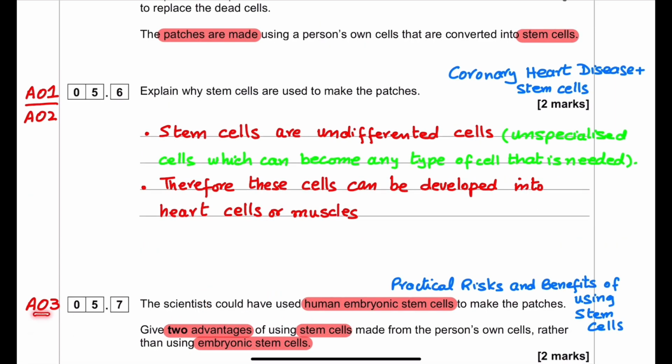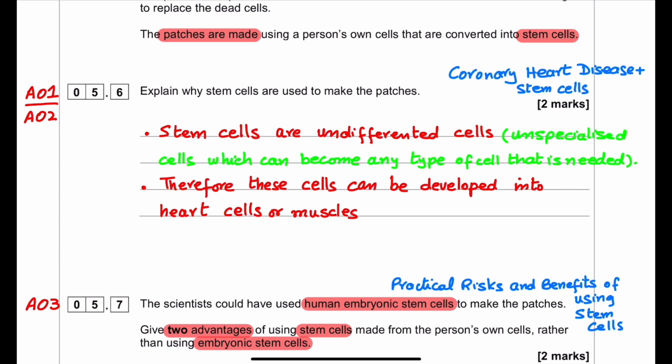5.7 is an AO3 question. The scientist could have used human embryonic stem cells to make the patches. Give two advantages of using stem cells made from the person's own cells rather than using embryonic stem cells. We have seen from the previous question that the patches are made from the person's own cells instead of taking from embryonic stem cells. The advantage of doing this thing is these new stem cells are not rejected by own body.